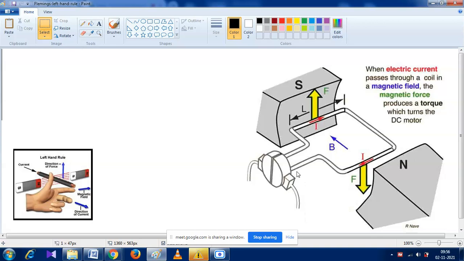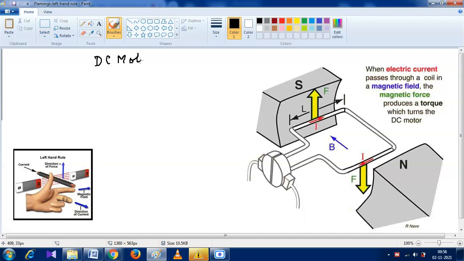Good morning to everyone. Our today's topic is DC motor. First, we have to understand the working principle of DC motor.